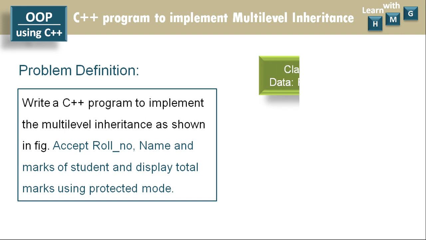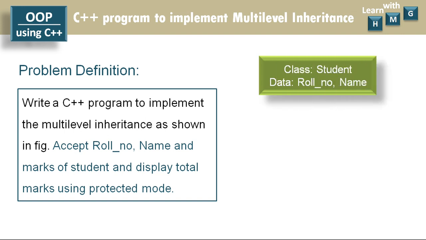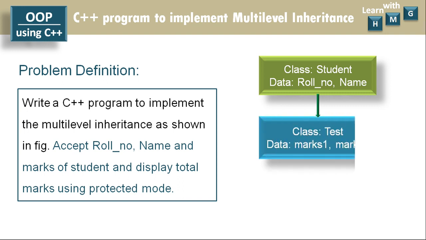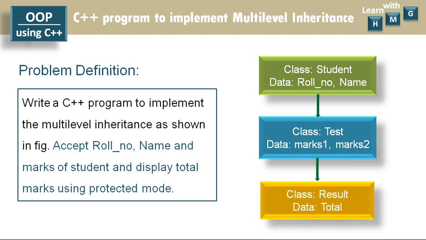There is a class student having data members roll number and name. From this class, one class is derived, whose name is test. Data members are marks1 and marks2. From the test class, one more class is derived, result. So class result has one data member, that is total. Now these data members marks1 and marks2 will be accessible in the result class using protected mode. So let us write a program using protected mode.